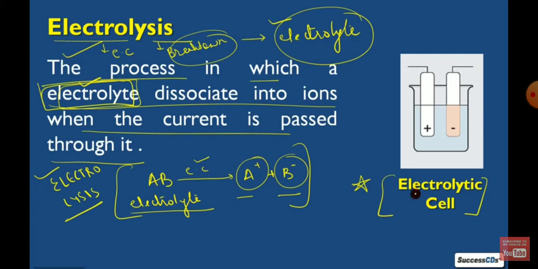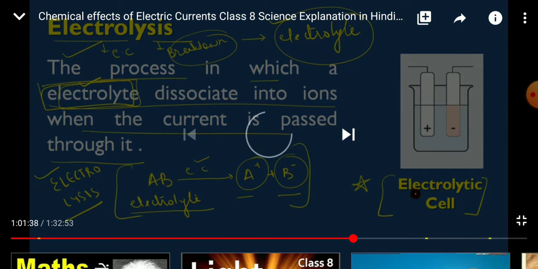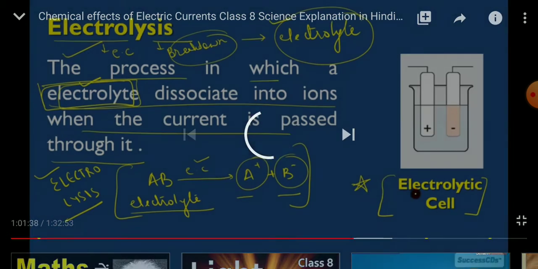For example, suppose you have taken one electrolyte, let it be AB, and AB will dissociate into A positive plus B negative. You know that these are what? Positive ions are called cations, negative ions are called anions, okay. So this is called electrolysis. So after this I am telling you about electrodes.